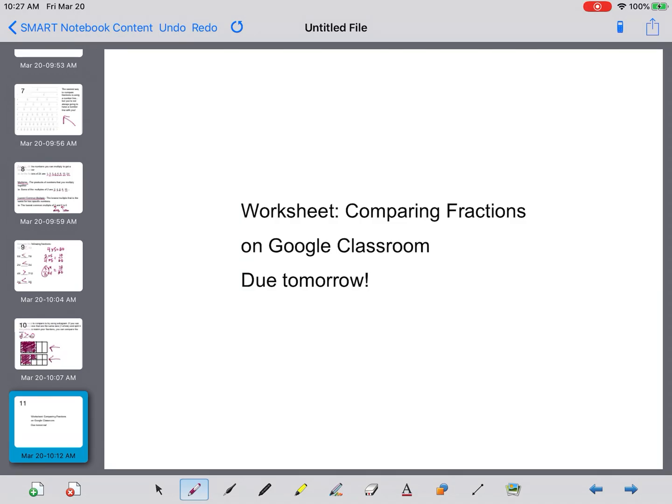And so your worksheet for today is comparing fractions. It's on Google Classroom and it is due tomorrow.